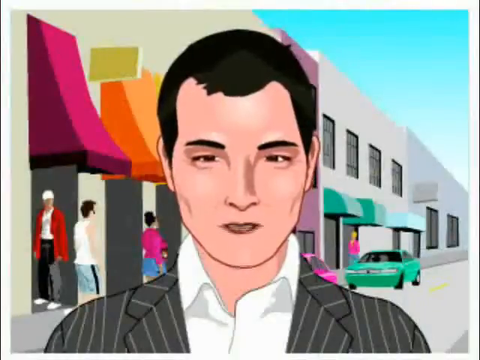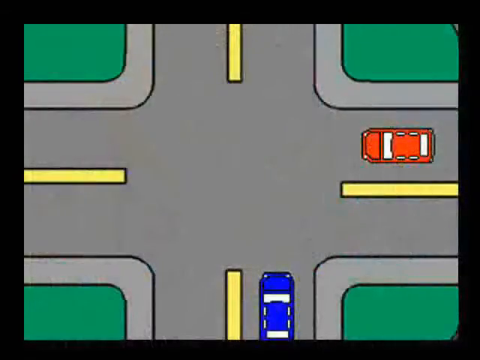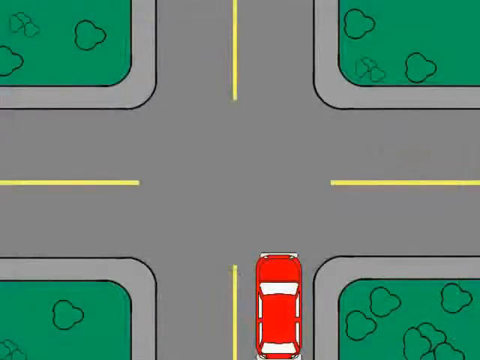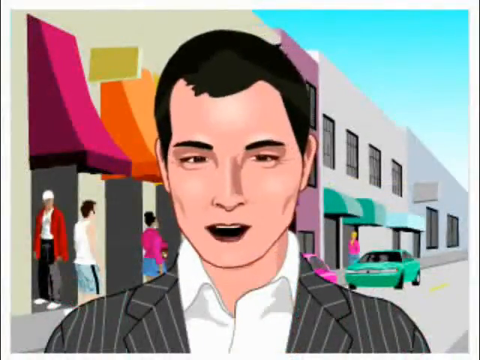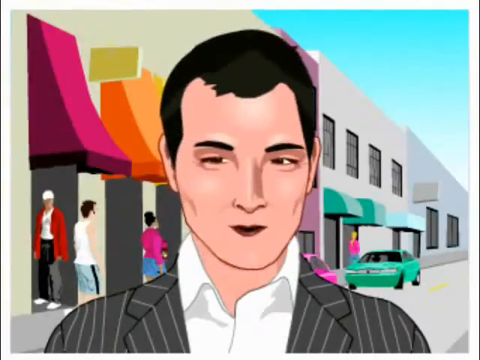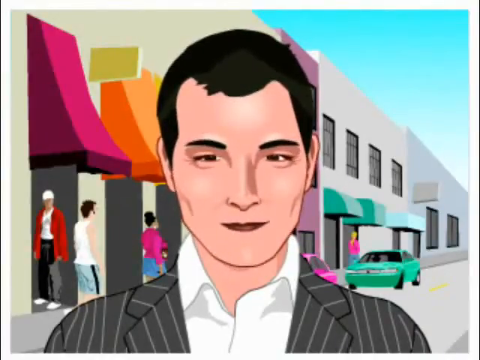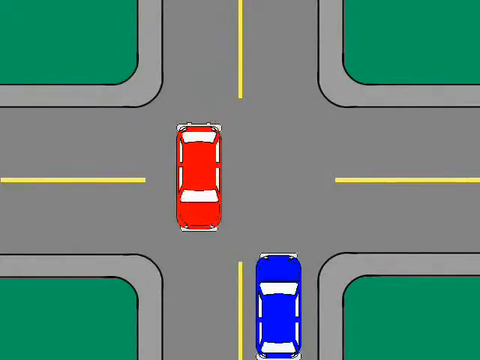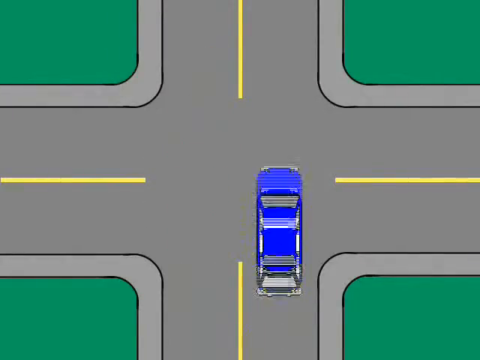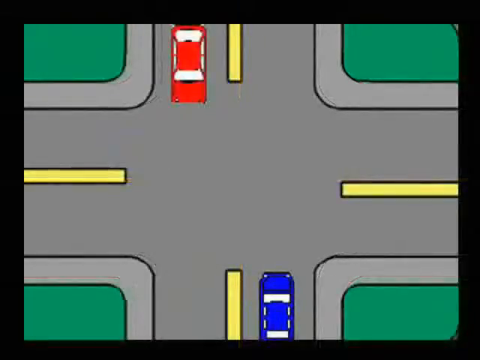Scenario number 1 of 3. When approaching an intersection that is not controlled by traffic lights, stop or yield signs, or a police officer, you must yield the right of way to the traffic on your right hand side. Scenario 2 of 3. When turning left at an intersection, you must yield the right of way to any vehicles coming toward you before you proceed.